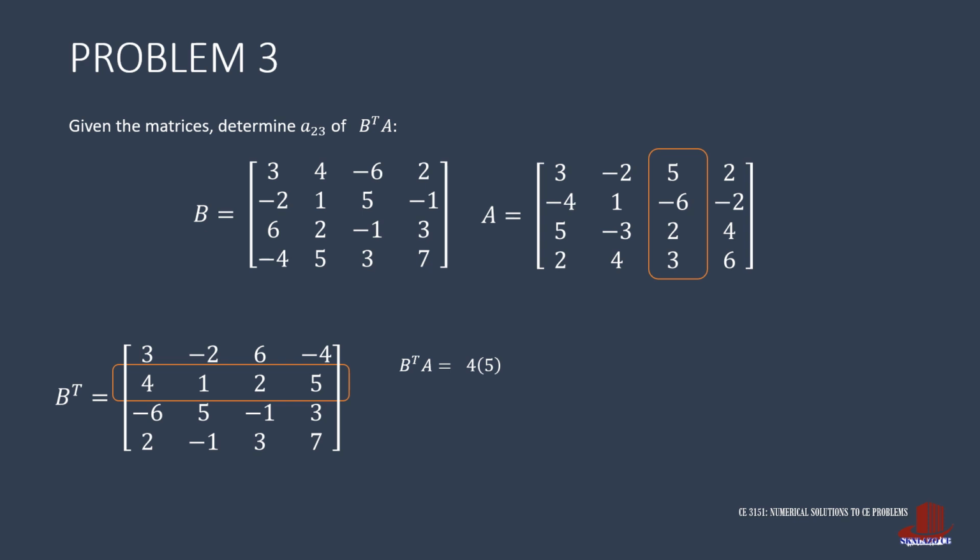Multiply the elements in order, so the transpose of B times A then becomes 4 times 5 from the first elements, plus 1 times negative 6 from the second pair. The third pair has 2 times 2, then the last pair is 5 times 3. Simplify each product and have 20 minus 6 plus 4 plus 15, giving the transpose of B times A as positive 33.